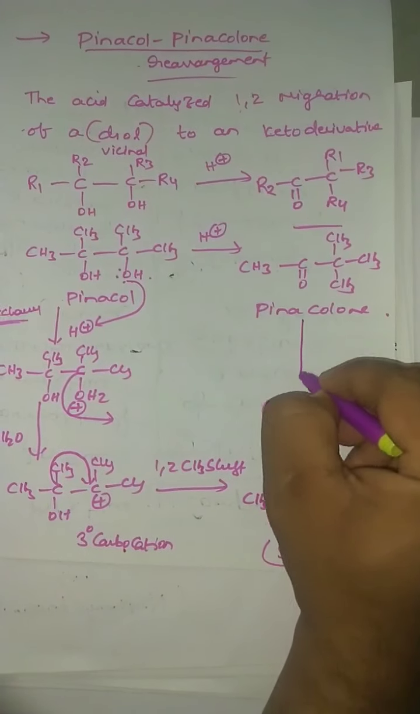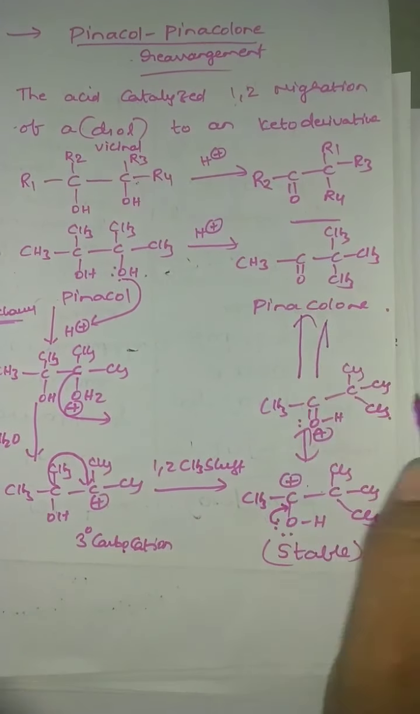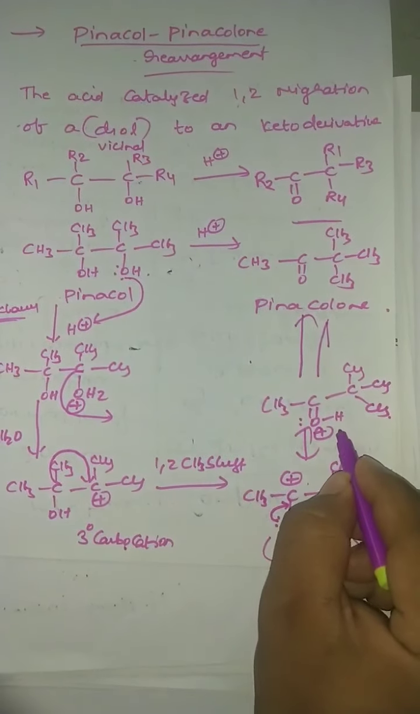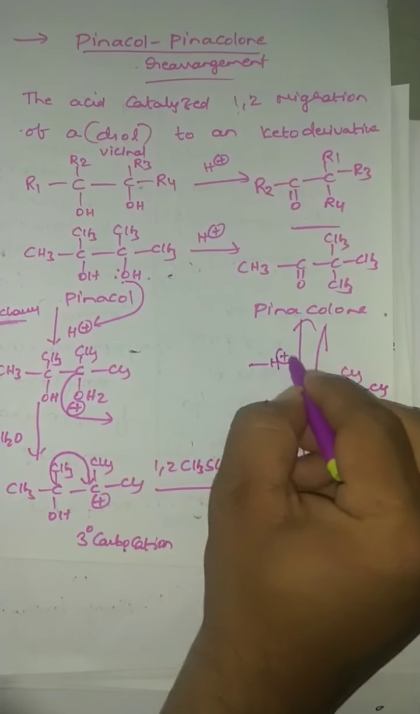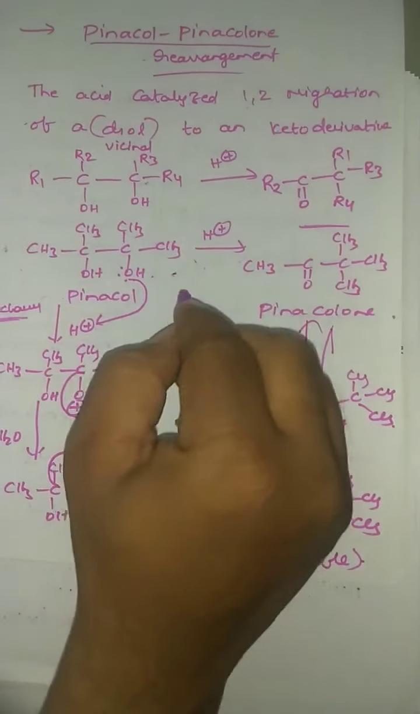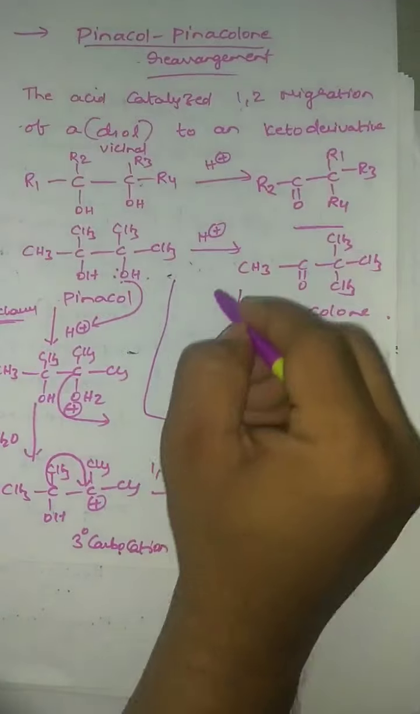So in the last step, what happens again? In the last step, what is the catalyst? H+. So H+ is eliminated. Finally you will get pinacolone in this manner. See, move in this way.